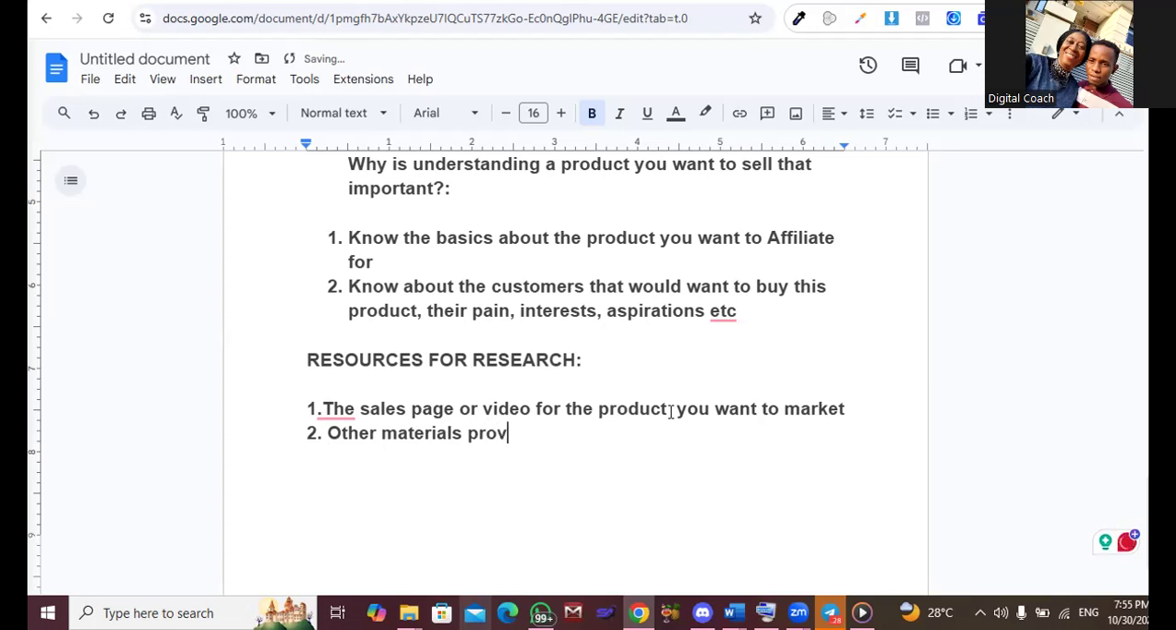Okay, other materials provided by the product creator, in brackets, the vendor. These are areas you can get information from.